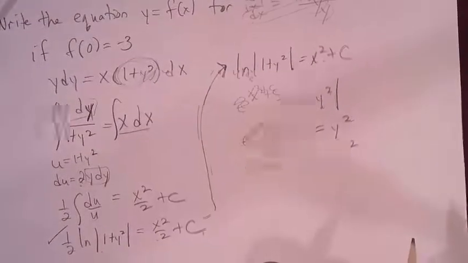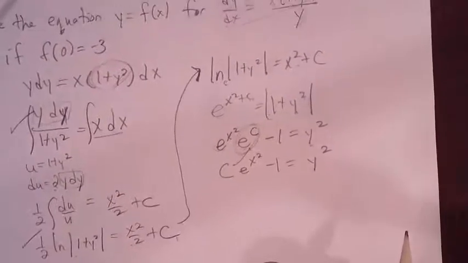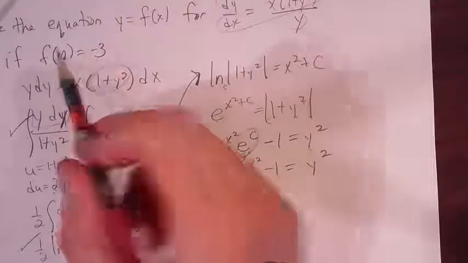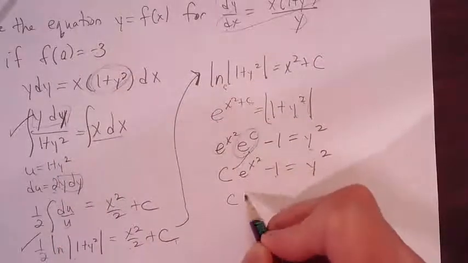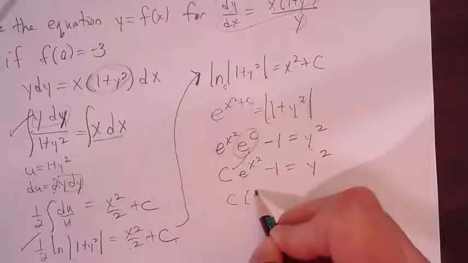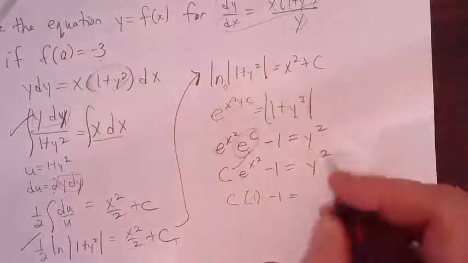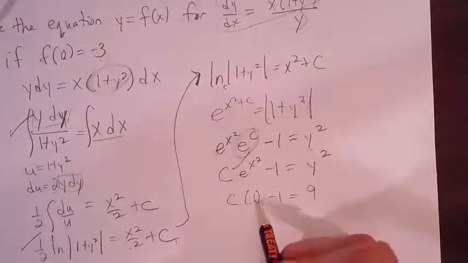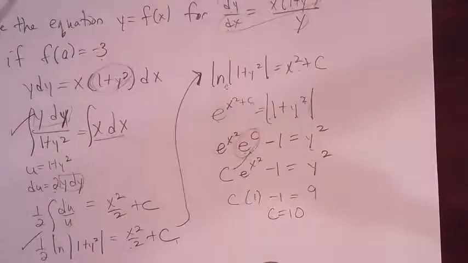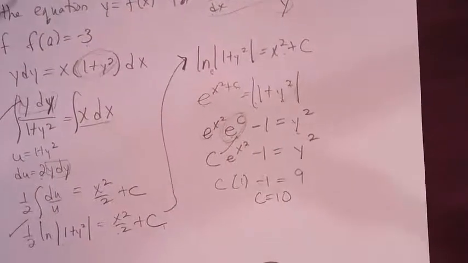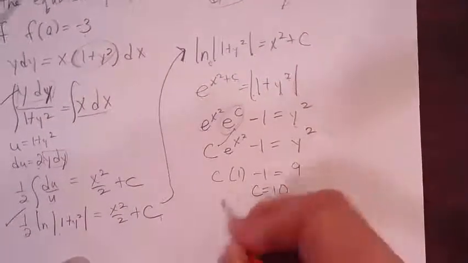At this point, I guess this is probably as good as any to figure out what c is supposed to be. Let's plug in that initial condition. If I plug in 0 for x, I get c times e to the 0, which is just c times 1, minus 1 equals y squared, which is -3 squared, which would be 9. So c minus 1 is 9. That means c is 10. Now, I still don't have the y isolated, because I still got y squared. But it's coming together a little nicer.